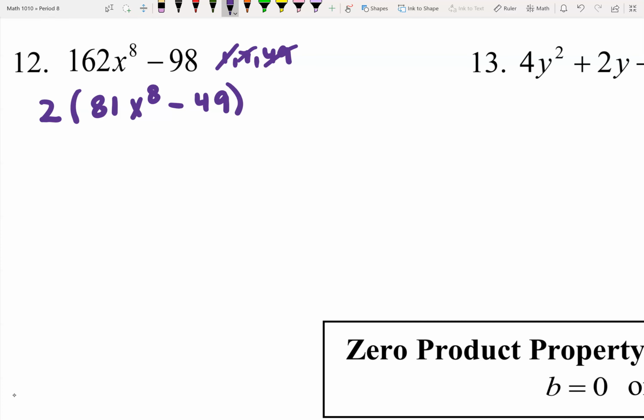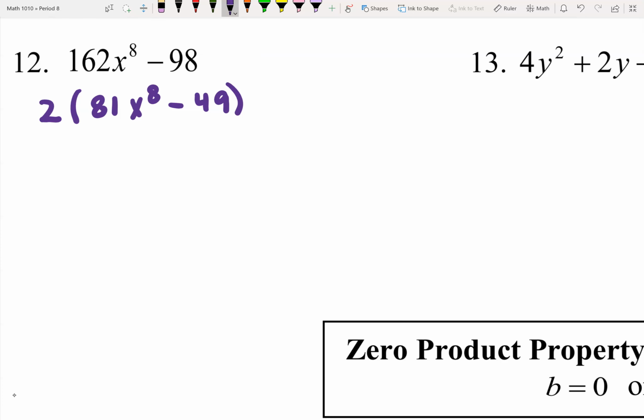I do want to say one thing because I feel like you guys are awesome at this right now. What if I figured out, which I didn't, that a 3 would also go into 81 and 49? Then instead of taking out a 2, I should have taken out a 6. Yeah, 2 times 3. So there's a cool little trick.